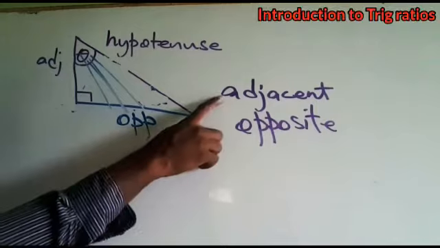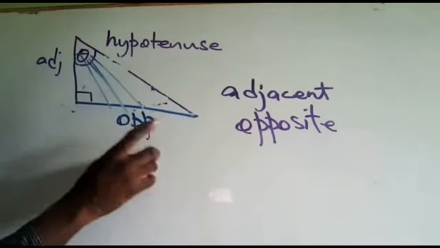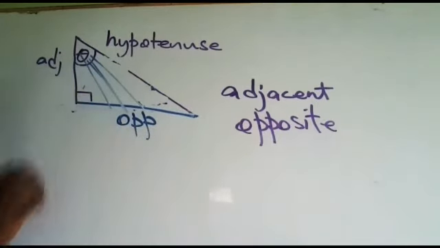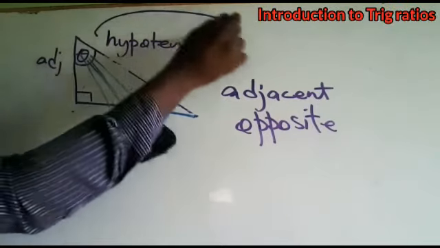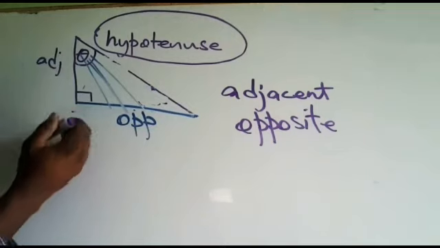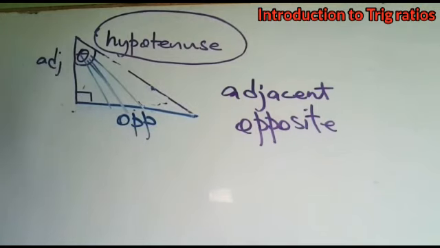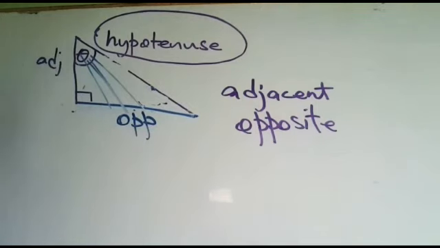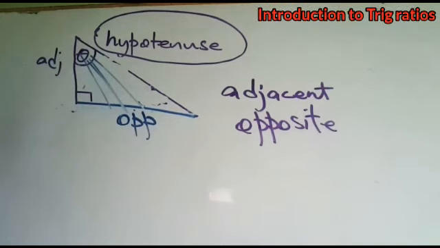So again, the adjacent and the opposite sides are relative to the angle. However, the hypotenuse is the longest side, and it is the side that is opposite to the 90 degrees. So there you go, an introduction to right angle triangles, looking at the hypotenuse, the adjacent, and the opposite side.